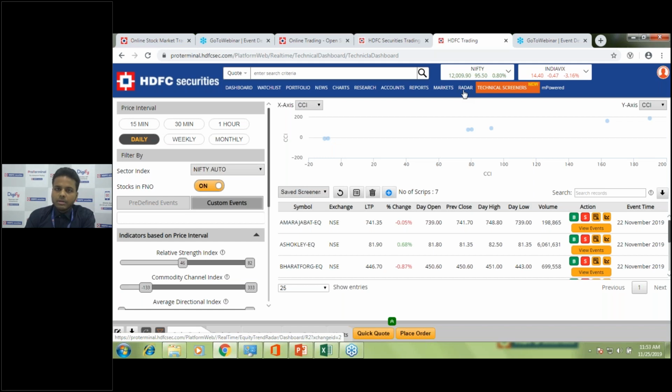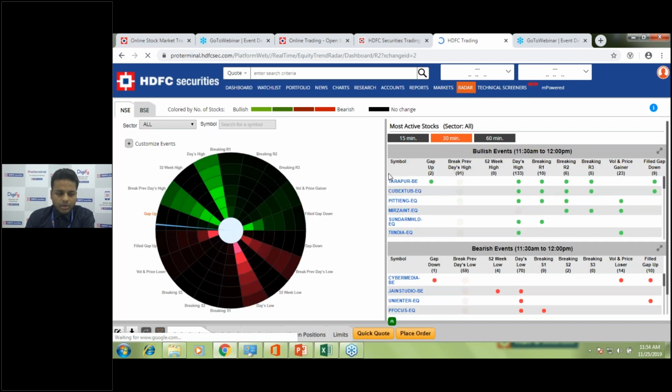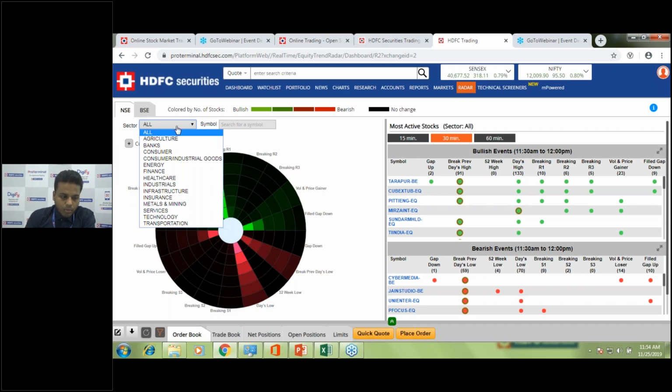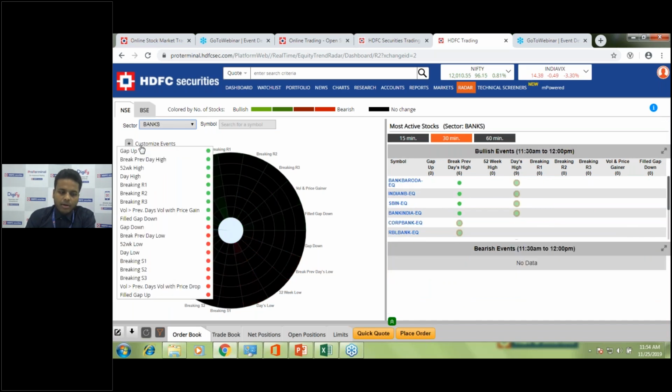Another important feature that you can use is our radar. On the left hand side of the technical screener, you can see radar. You can just click on that and the radar feature will open up. Now again, it will have the bullish events and the bearish events. First of all, you have to select a sector. So I'm going with the bank sector this time. And in the events, you can customize it. So as of now, we have all the, I think, 9 bullish events and 9 bearish events.